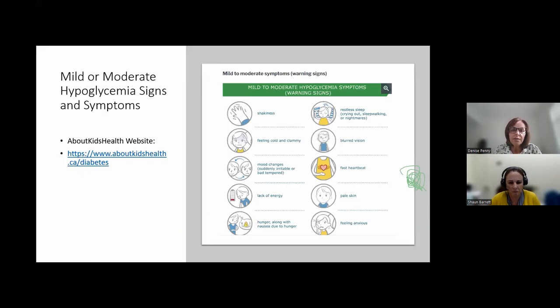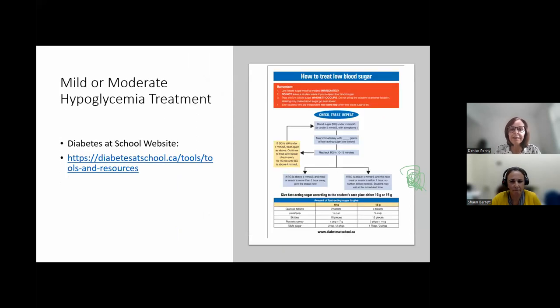All of the children are given a school package, and we direct families to the Diabetes at School website. There are some posters indicating mild to moderate hypoglycemia warning signs and how to treat low blood sugar as well, in terms of weight, based on whether it's 10 grams or 15 grams. And the school management plan should clearly identify for each child what their treatment for low blood sugars is.